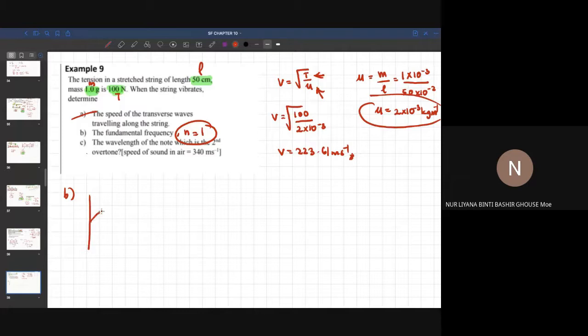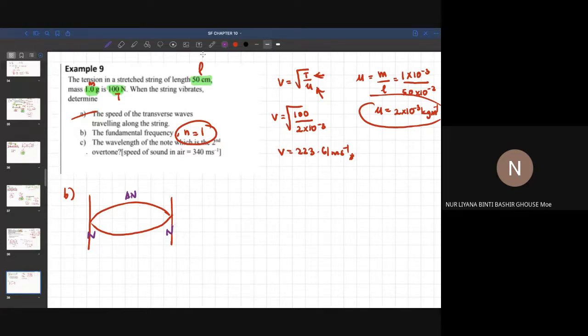Kita kena lukis. So we draw. Okay, we draw. So we know yang ni adalah untuk string. So untuk string, lukisan kita adalah begini. Kat sini kita ada knot, kat sini kita ada anti-knot, and here we have knot. Okay, so kita dah determine our n. We have drawn, and also we have label knot, anti-knot and knot.